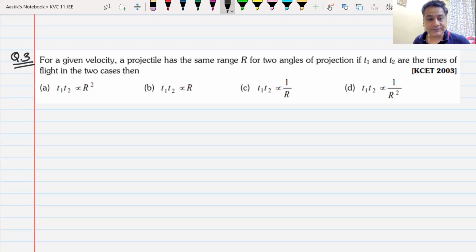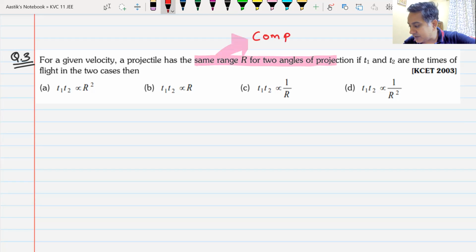Okay, anyone with an answer? So I have the same range for two angles. So those two angles would be what? They would be complementary angles. Option B. Yes, option B is correct. Well done.